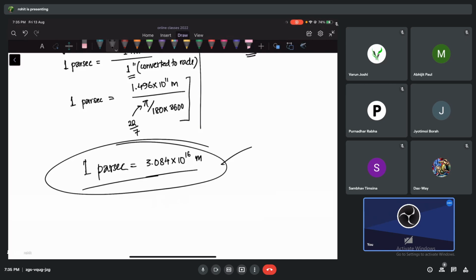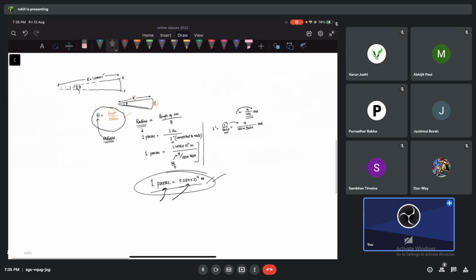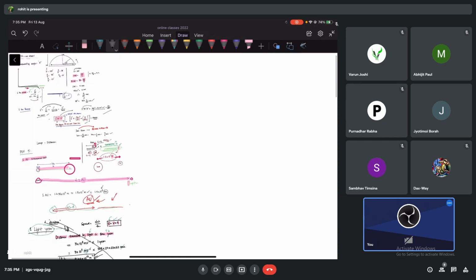So are you clear what a parsec is? It is a distance, of course. 1 parsec means so much distance, 2 parsec means double of that, 3 parsec means 3 times this distance. So that is what we have. Guys, can I say the measurement of large distances is clear for all of you? Yes, sir.